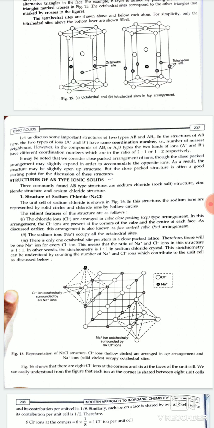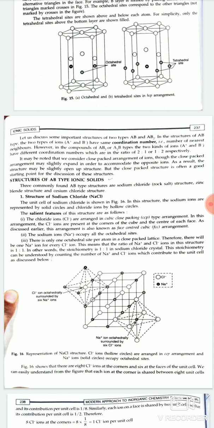First is the structure of sodium chloride, NaCl. The unit cell of sodium chloride is shown in the figure. In this structure, the sodium ions are represented by solid circles and chloride ions by hollow circles. The salient features of the structure are as follows. First, the chloride ions are arranged in a CCP type arrangement. In this arrangement, the chloride ions are present at the corners of the cube and at the center of each face. As discussed earlier, this arrangement is also known as face-centered cubic, FCC, arrangement.